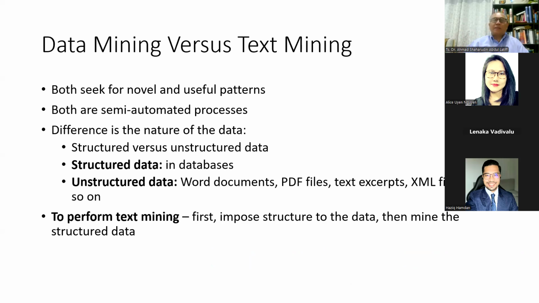So comparing with data mining, we covered data mining last week, clustering, classification, and as well as association. Text mining and data mining both look into novel and useful patterns, and both are semi-automated processes. But text mining is more into unstructured data, because Word documents, PDF, text, and XML files are unstructured data. So in order to do text mining, we need to impose structure on the text. So you need to pre-process.